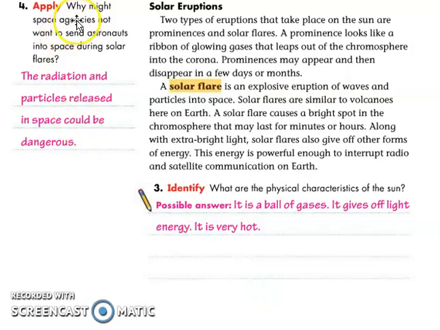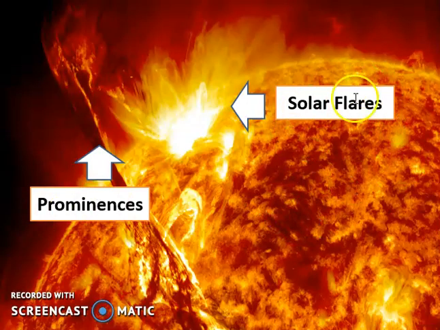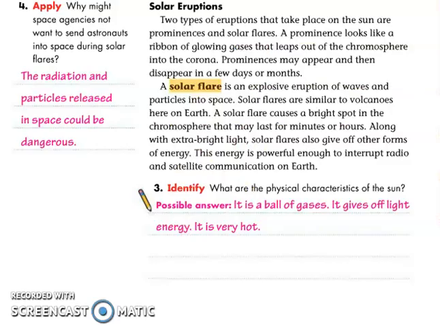Number 4. Why might space agencies like NASA not want to send astronauts into space during solar flares? Because imagine, girls, if the sun has solar flares or an eruption like this, what will happen to the astronaut? The radiation and the particles released in space could be dangerous because it's so hot, and the radiation could affect the health of the astronaut that might go in outer space.